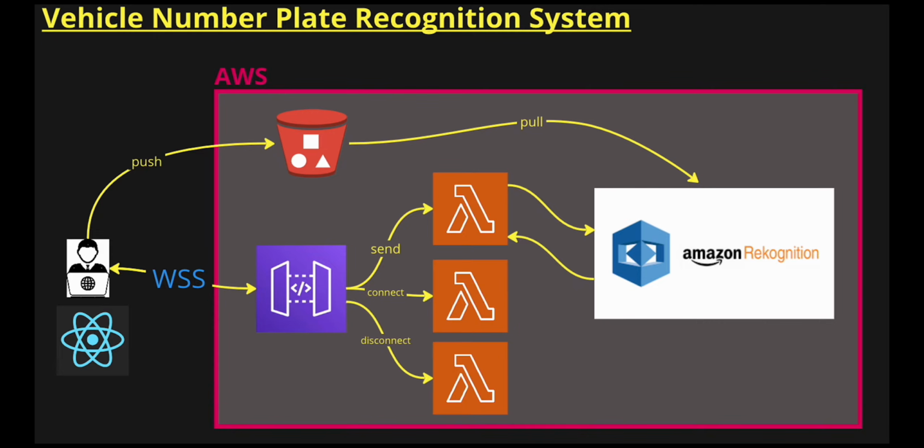Right, let's see quickly the architecture of the system we're gonna build. As you already know, we are using AWS Rekognition to identify the images and text in the images, API Gateway with the WebSocket, Lambda function, and S3 for this project.